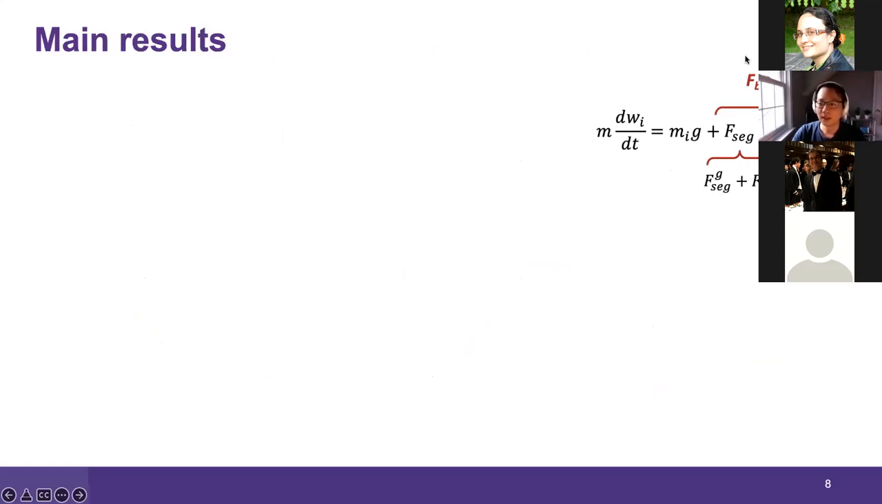The main result we found is that the segregation force can be partitioned into two terms. One term is related to gravity, the other is related to the kinematics of the flow. There is also a drag force that can be studied individually. All of these actually have the same origin.